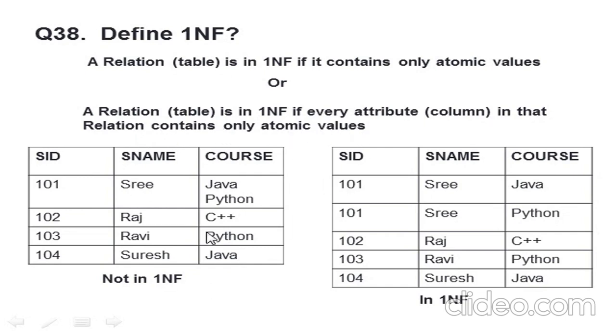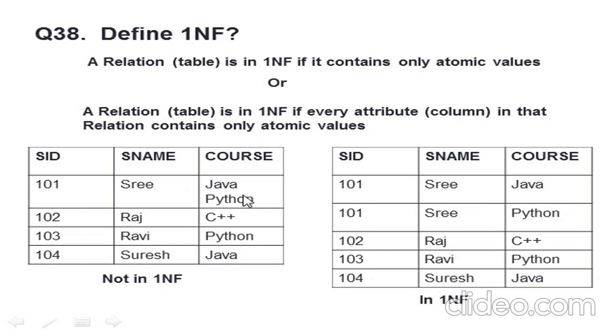So how do you explain this? Now consider this table. In this table, you can see that in this particular cell you have Java and Python. Two values are there in a single cell. The table consists of three columns: student ID, student name, and course. And in this course column, in this particular cell, you have multiple values, Java and Python, and this is not allowed in 1NF, and hence this table is not in first normal form.